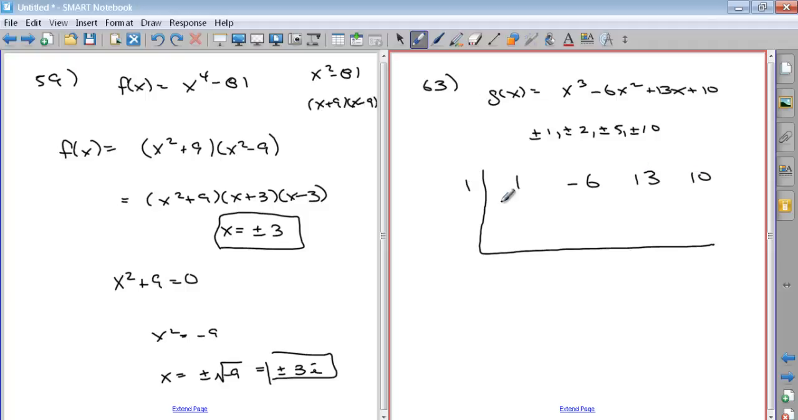So x equals 1, bring this down, 1 times 1 is 1, and then you end up with negative 5. 1 times negative 5 is negative 5. Add those together, you get 8. 1 times 8 is 8. Add those together, you get 18. So obviously 1 is not going to work. So then you could try negative 1. Let's try that.